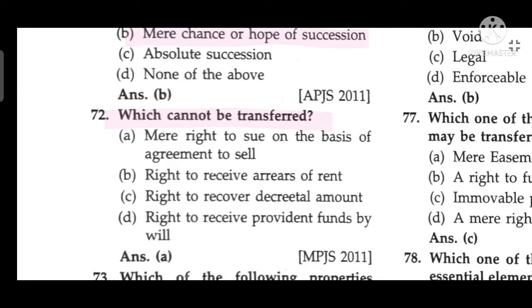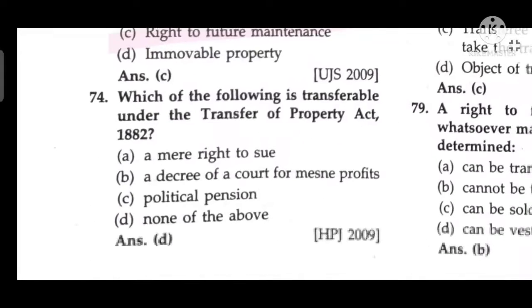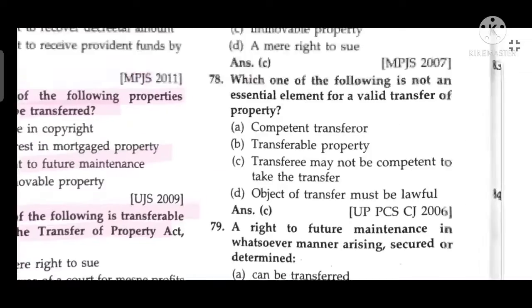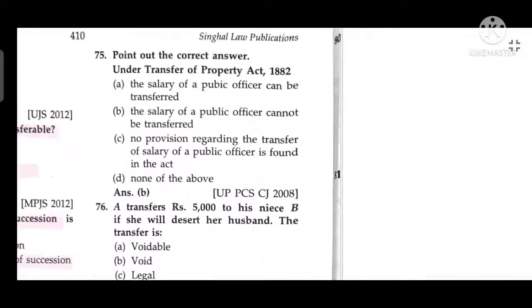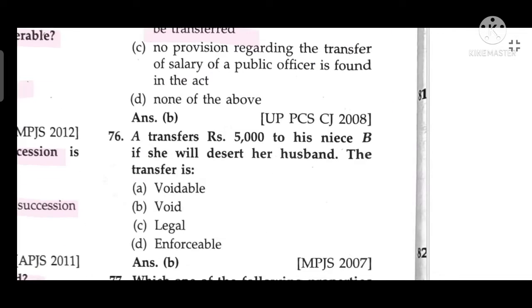Which cannot be transferred? Mere right to sue on the basis of an agreement of sale. Which one of the following properties cannot be transferred? Right to future maintenance. Which one of the following is transferable under the Transfer of Property Act 1882? None of these. Point out the correct answer. Under the Transfer of Property Act 1882, the salary of a public officer cannot be transferred.